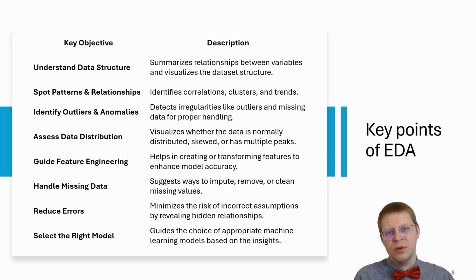Assessing data distribution, whether it's normal, skewed, or multimodal, informs your choice of statistical methods. Moreover, EDA guides feature engineering by highlighting which variables may need transformation or scaling, and handling missing data early prevents future errors. By reducing the risk of incorrect assumptions, you can select the right model for your predictive task. Each of these elements is vital for building a robust analytical pipeline.